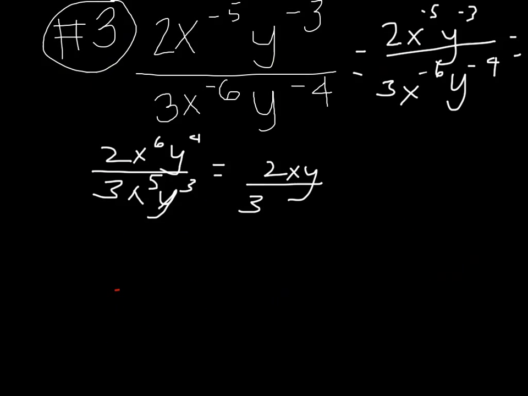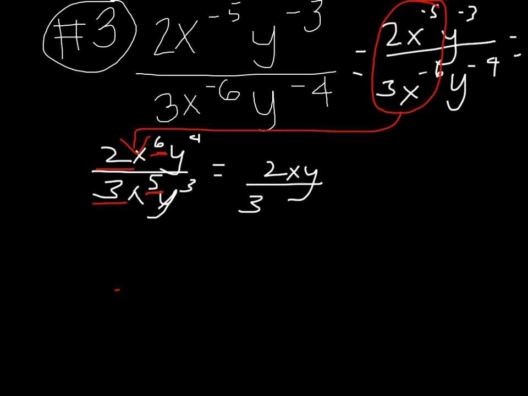Okay, so for problem number 3, it's 2x to the negative 5th power, y to the negative 3rd over 3x to the negative 6th power, y to the negative 4th. What you have to do is rewrite the problem, and with the 2x to the negative 5th and the 3x to the negative 6th power, you're going to flip it, but keep the constants the same, which makes the exponents positive. So you get positive 6 and positive 5.